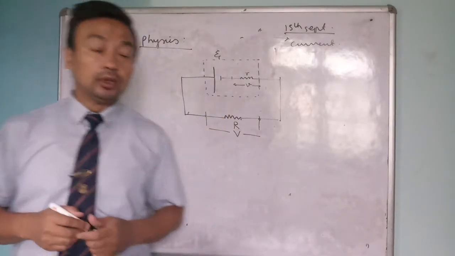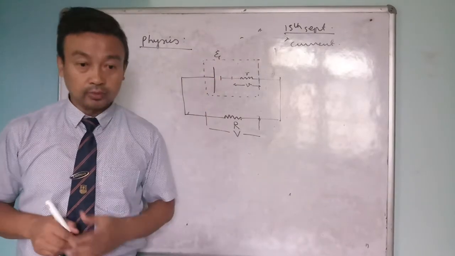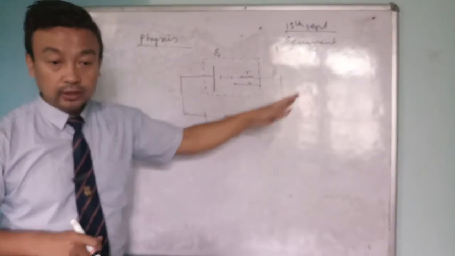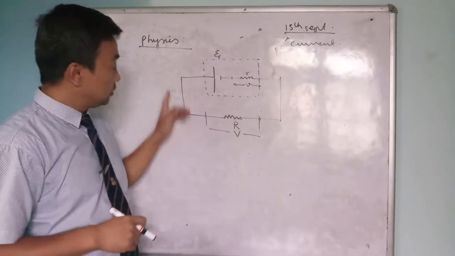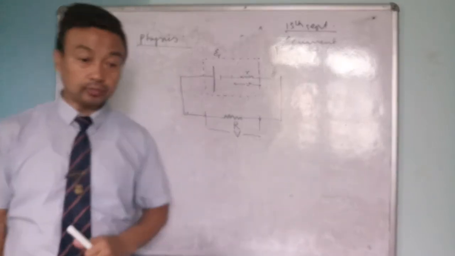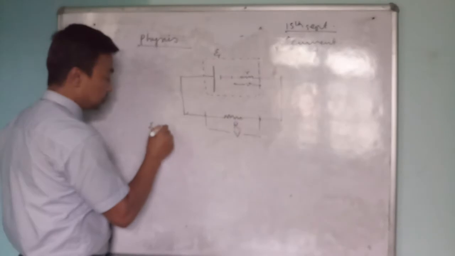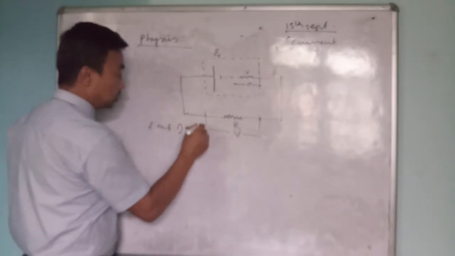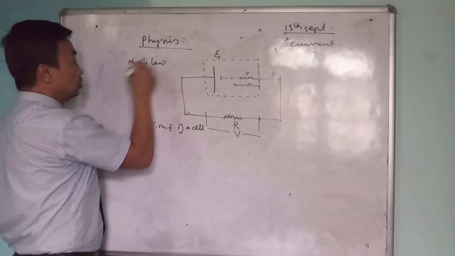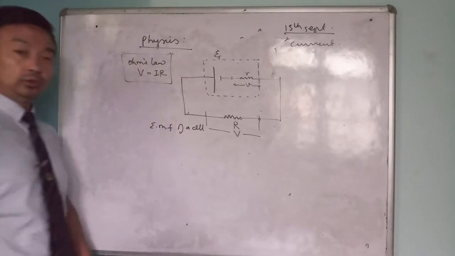Now what happens is, let a cell which has the EMF of epsilon be used to send the current I in the external circuit with the resistance R. Now we know Ohm's law. We have already understood that Ohm's law is V equals IR. The same thing will be applied here.